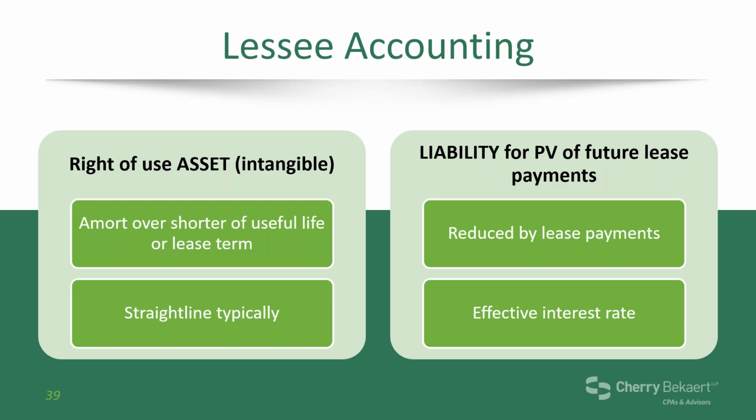Now, once you've identified a contract meets the definition of a lease, the lessee is going to initially record a right-of-use asset and a liability for the present value of future lease payments. In subsequent years, the right-to-use asset will be amortized, typically using the straight-line method, over the shorter of the lease term or the estimated useful life of the asset. The lease liability will be reduced over the years by the actual cash lease payments in very much the same manner as our current accounting for capital leases.